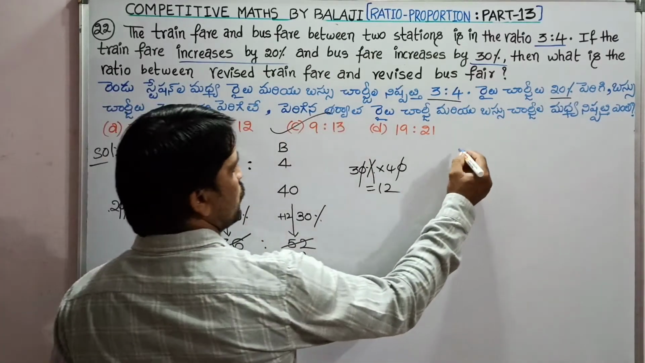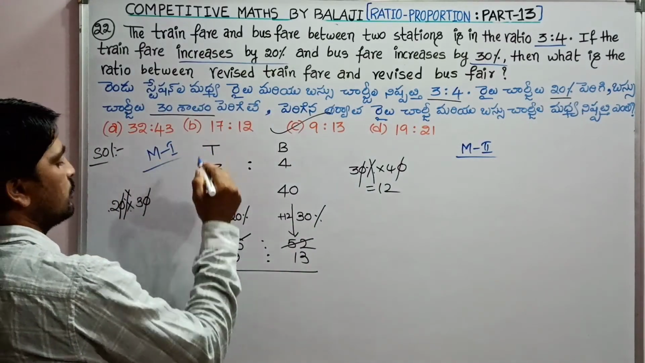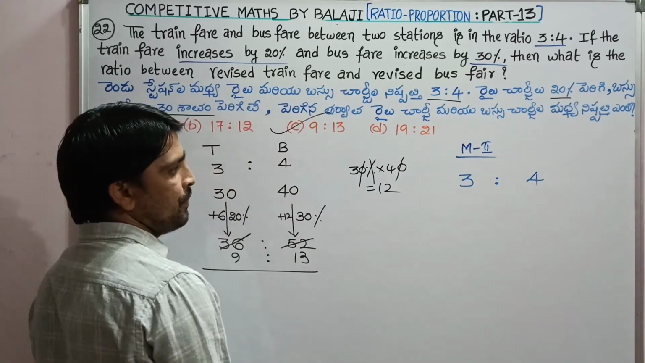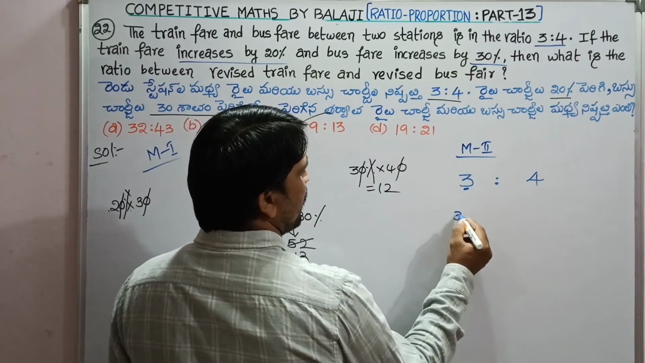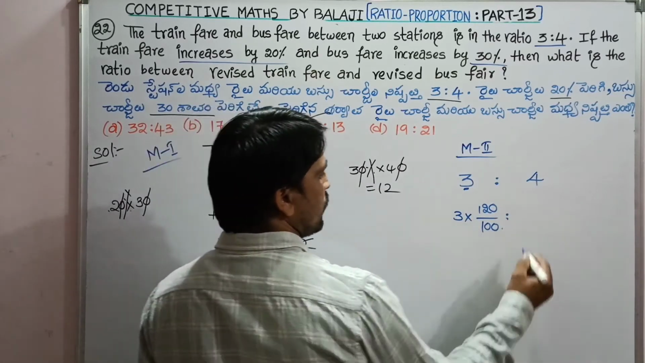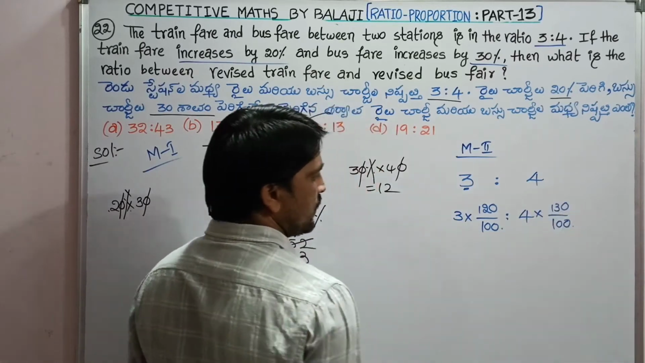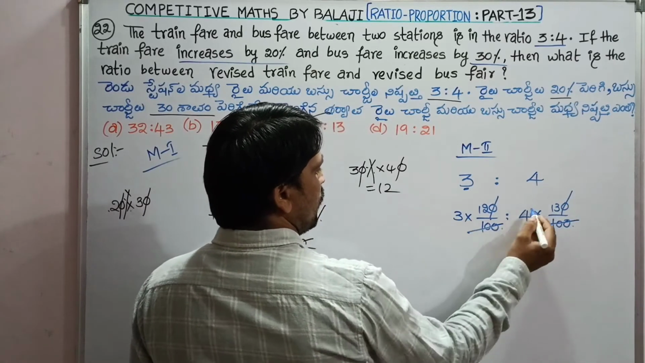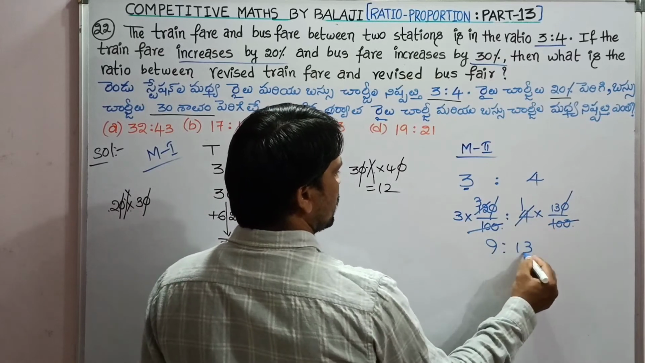Let us see it by method 2. Consider this as method 1. Initial ratio between train fare and bus fare is 3:4 between two stations. Let it be 100. Then it increases by 20%, that becomes 120. 4 is 100% and it increases by 30%, becomes 130. So 100 gets cut. 4 1s are 4, 3s are cut. 3 3s are 9, 1 13s are 13.